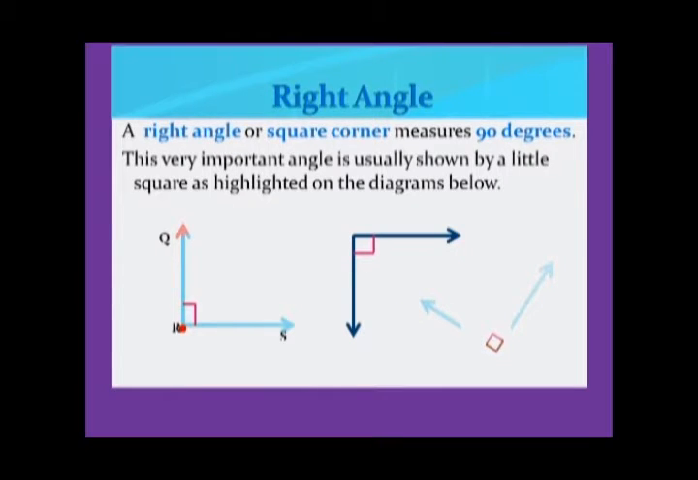Now today we'll be looking at a special angle. It is the right angle. Let's look at what is a right angle. A right angle or square corner measures 90 degrees. This very important angle is usually shown by a little square as highlighted on the diagrams below.